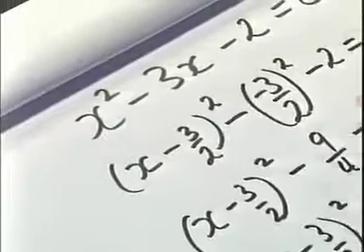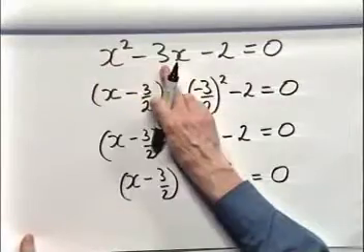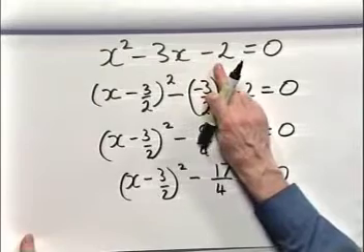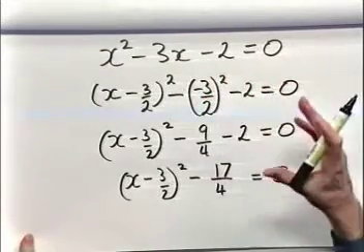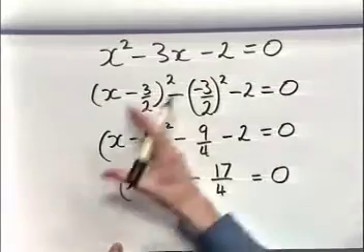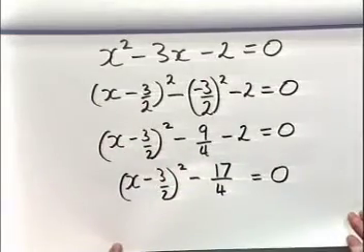So, how else might we tackle this equation? Let's remember what it was. Initially, it was this one. X squared minus 3x minus 2 equals 0. We saw that it didn't factorise. So we did it by this method of completing the square.